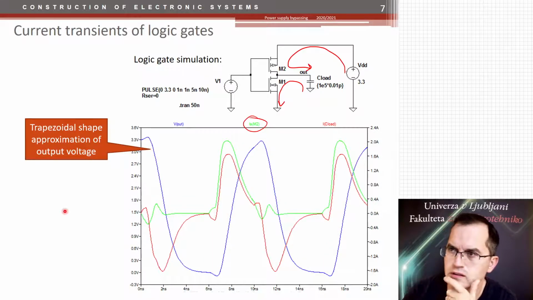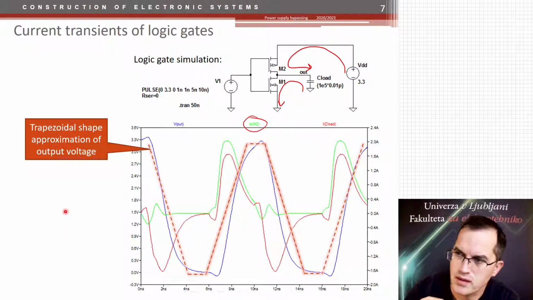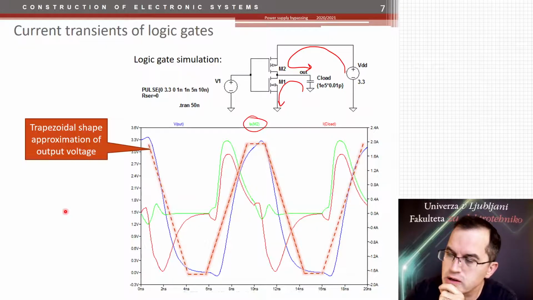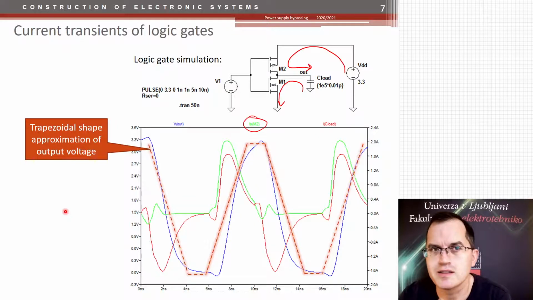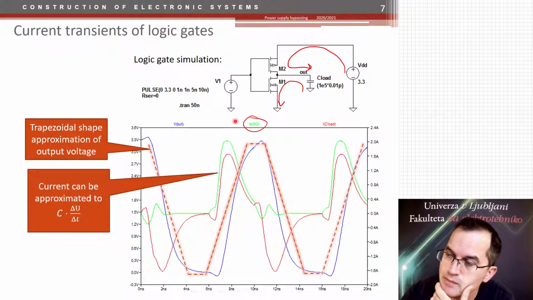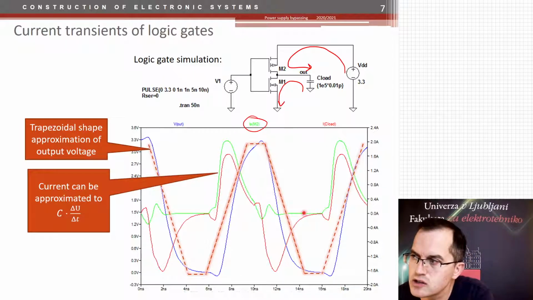So I corrected it. So it's a trapezoidal shape. Now this trapezoidal shape is then a fairly good approximation of the output voltage. So the charging of that capacitor requires some constant current, actually. So the current that flows through the power supply can be approximated as a square-like shape current.